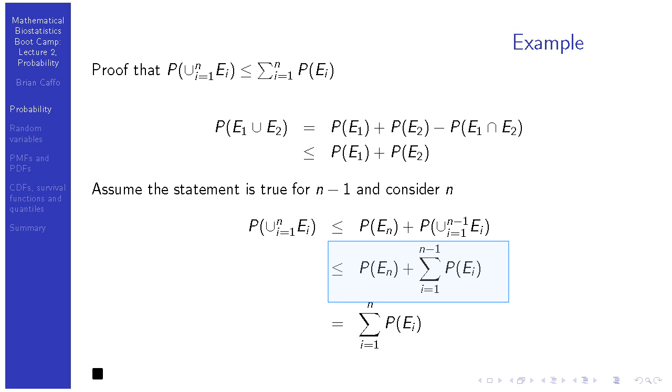So there, if we switch this probability from the probability of the union to the sum of the probabilities, we've only made it bigger, so we can maintain that inequality. Then just collecting the terms, we have that this is the sum of the probabilities.